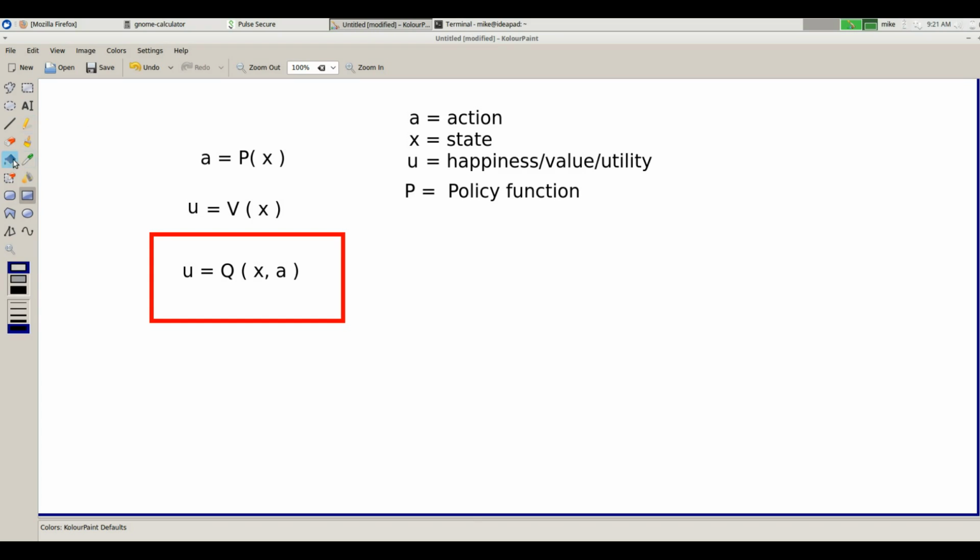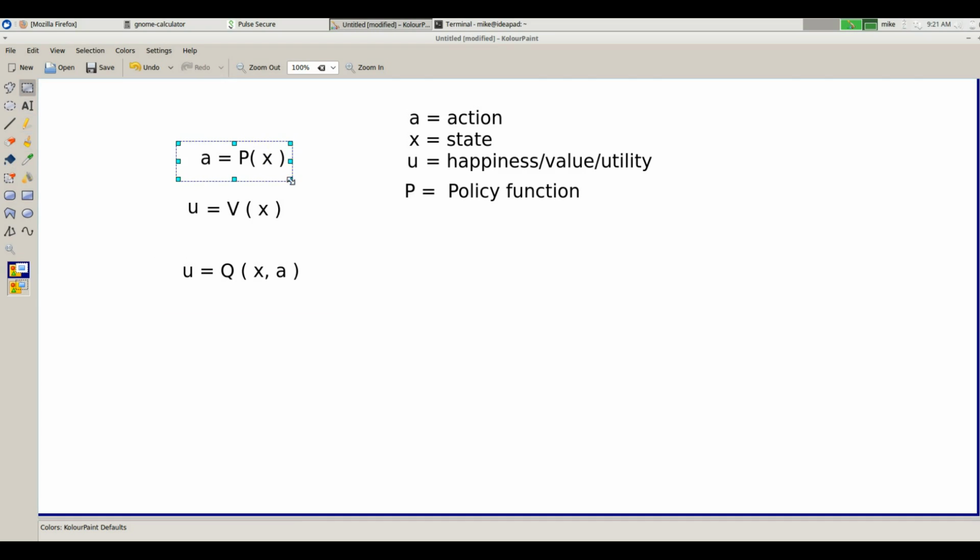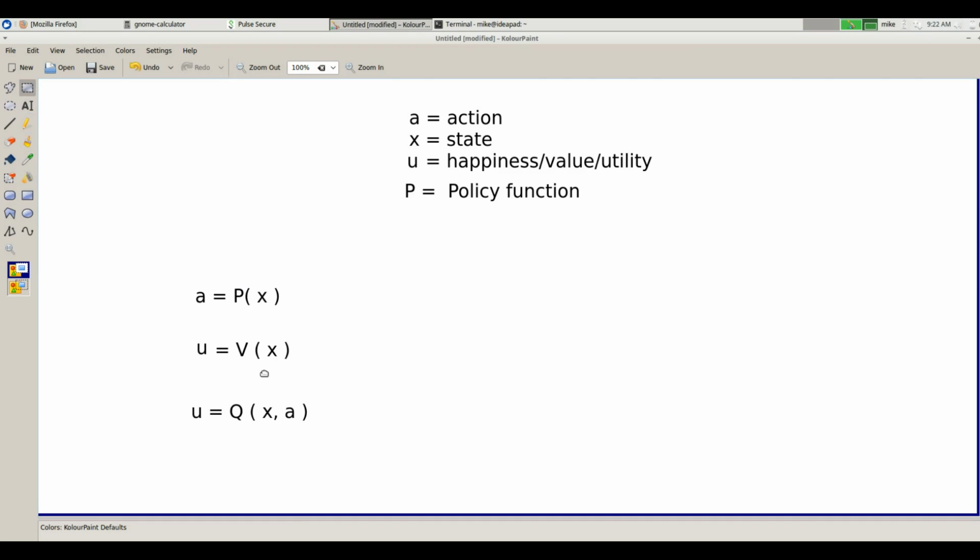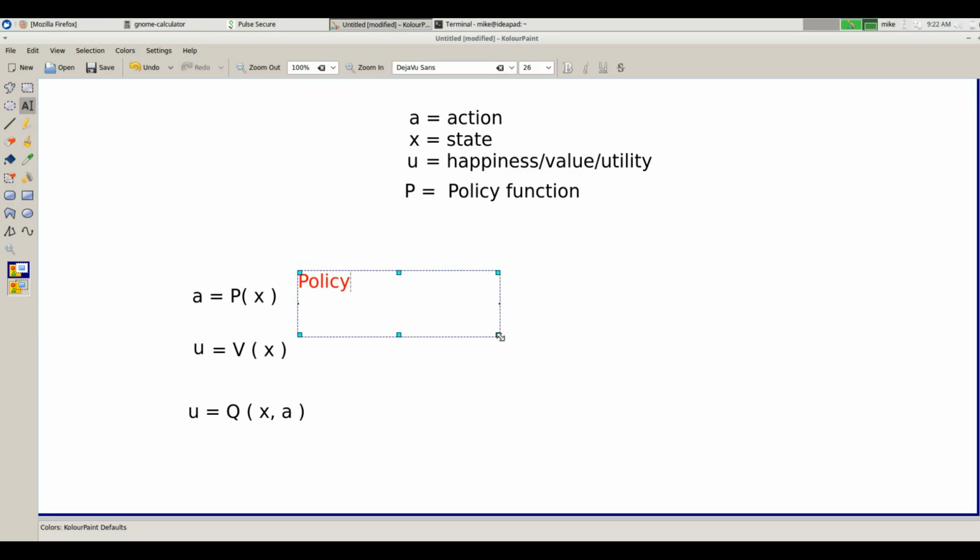What I'm suggesting is there are three ways of looking at it, and they're all kind of the same way, so you don't even have to think of these as different. But I'm going to give them all names. This is called a policy. This is called value. And this is called Q table.